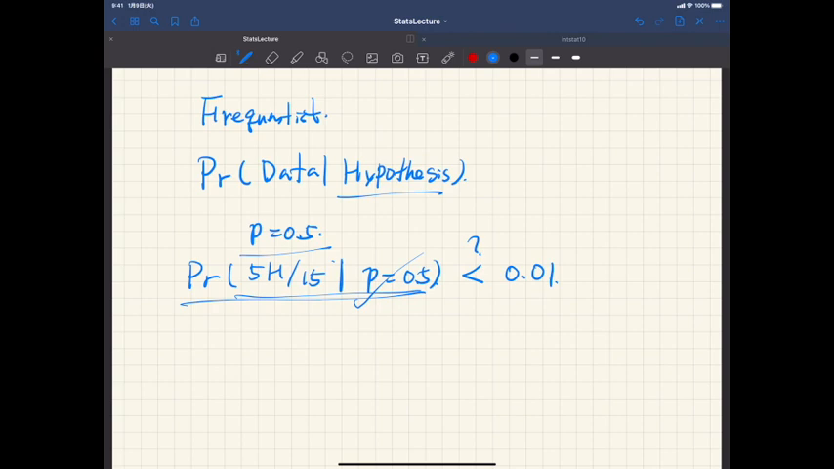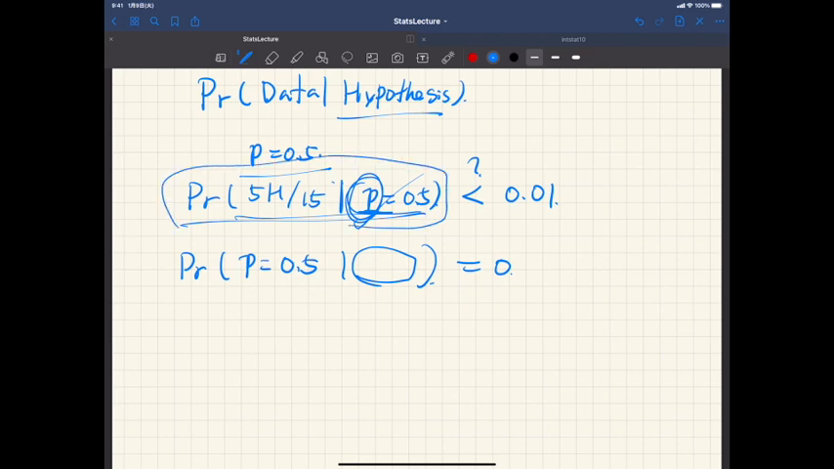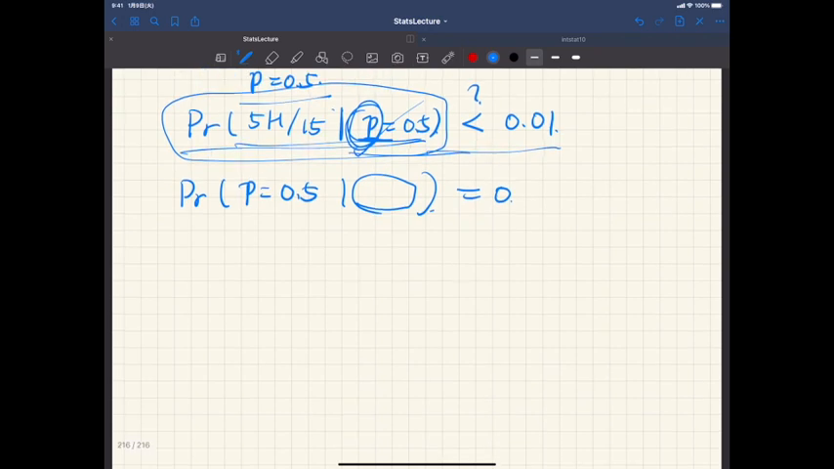And that was the approach. But if you think about it, since p is a continuous variable, if we calculate the probability that the coin is exactly fair given whatever the condition, this should be 0. So it's impossible, basically. So we are not sure if this argument is valid in this example.